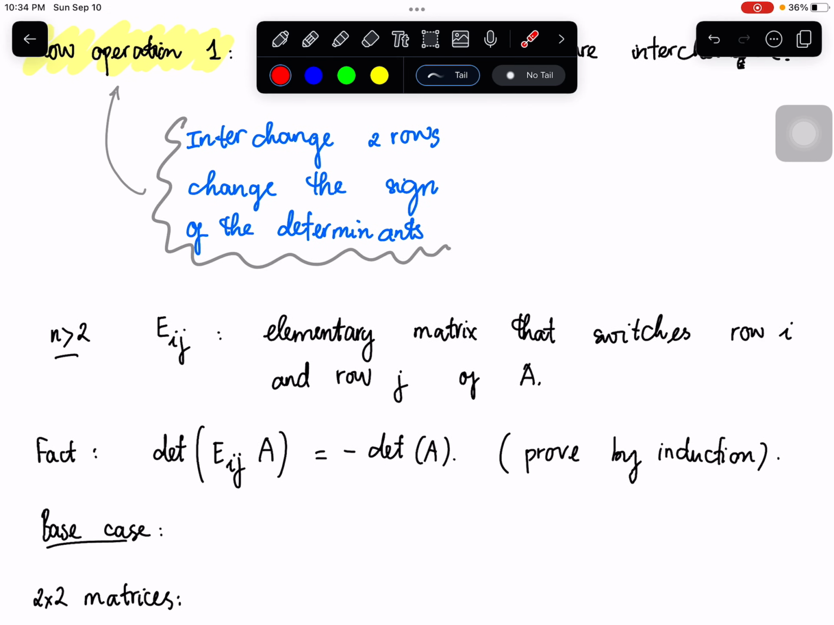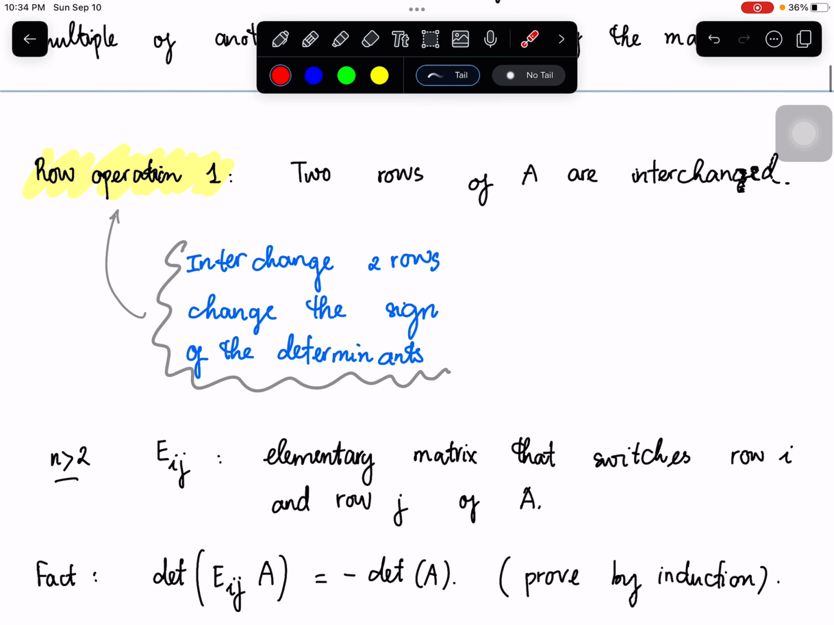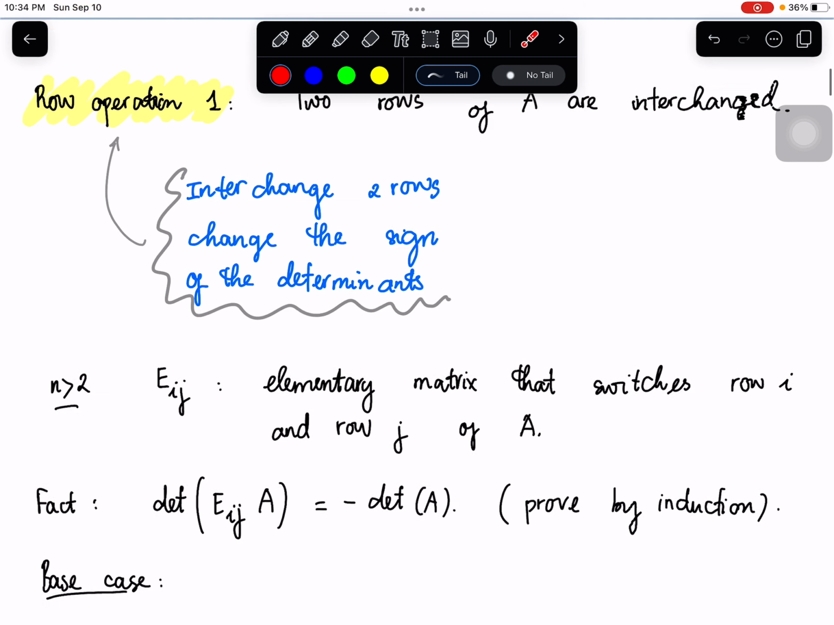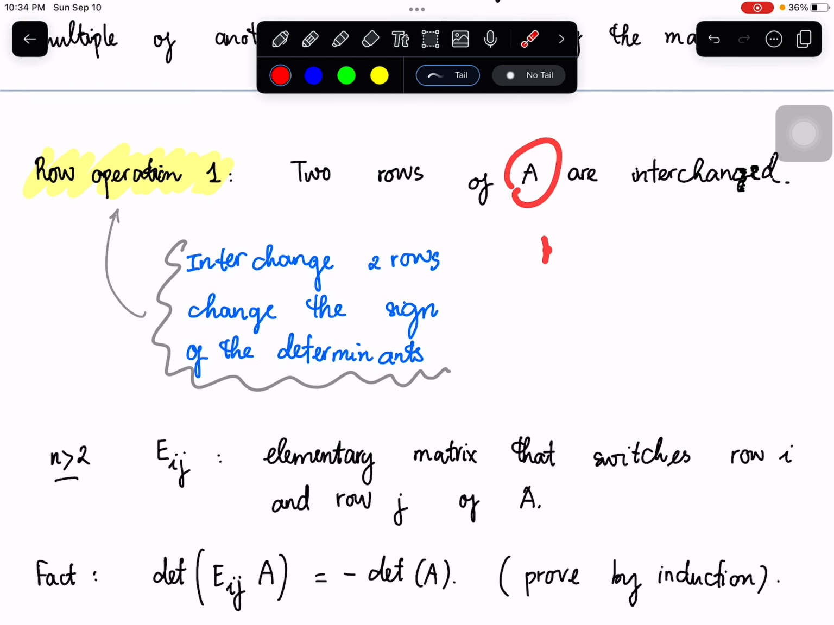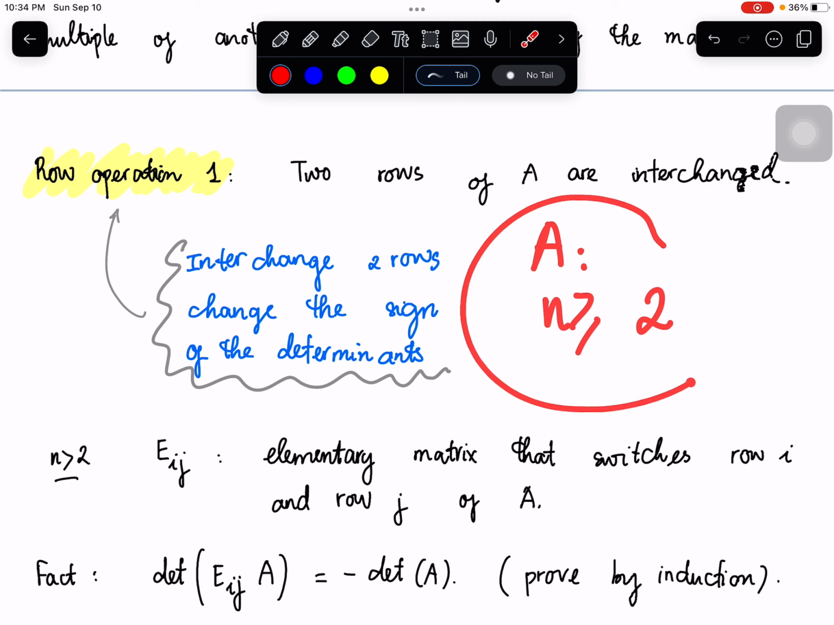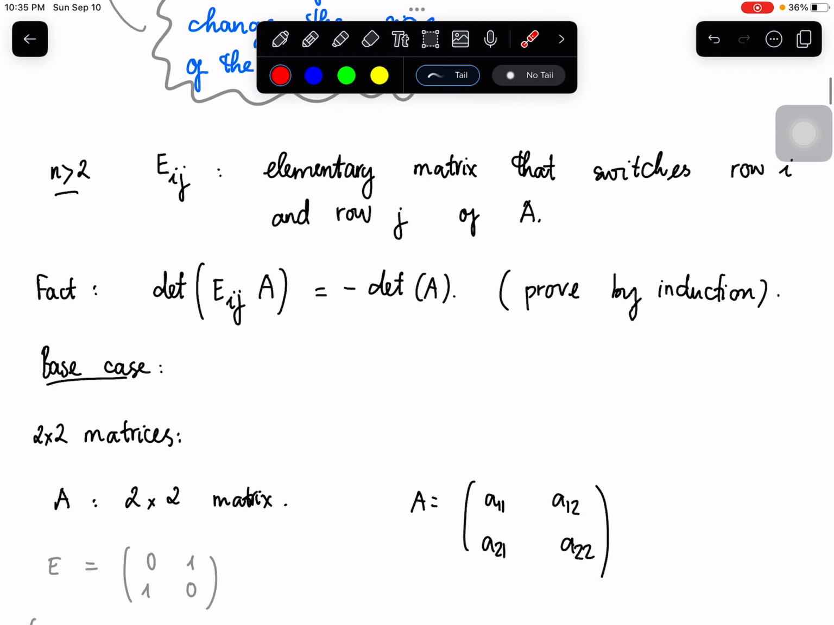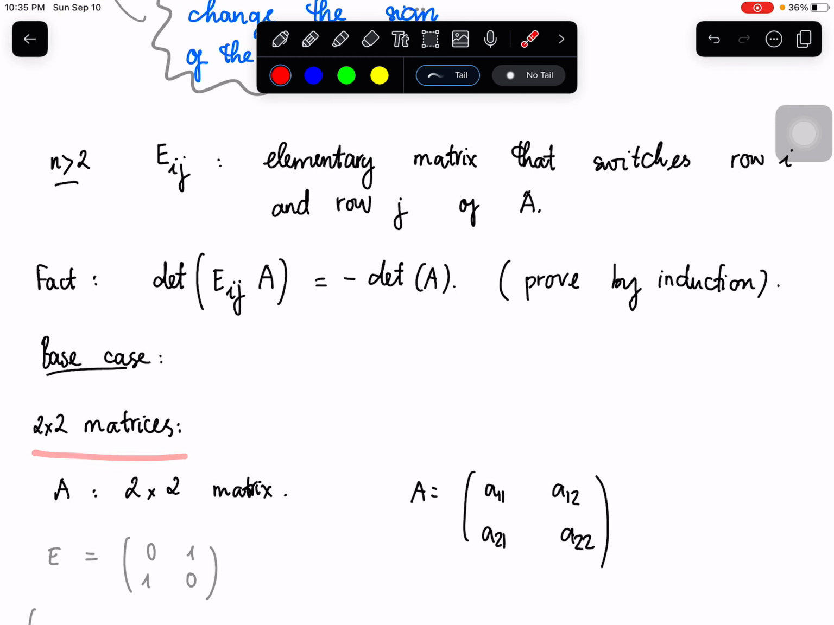We prove it by induction. The induction is on n, where n is the size of the matrix A, n by n, with n greater than or equal to 2. That's why we can have two rows to interchange. So the base case is for 2 by 2 matrices.